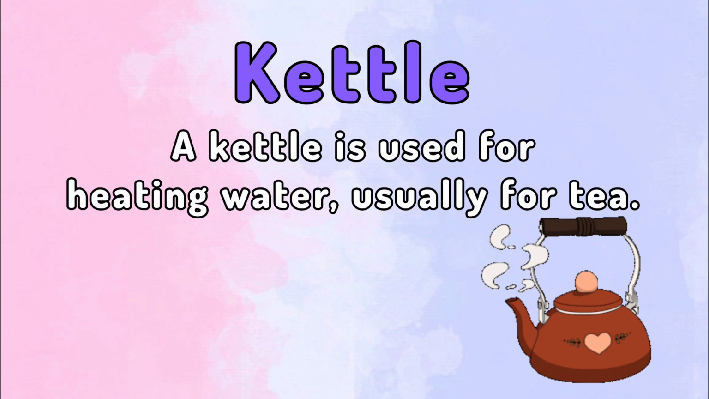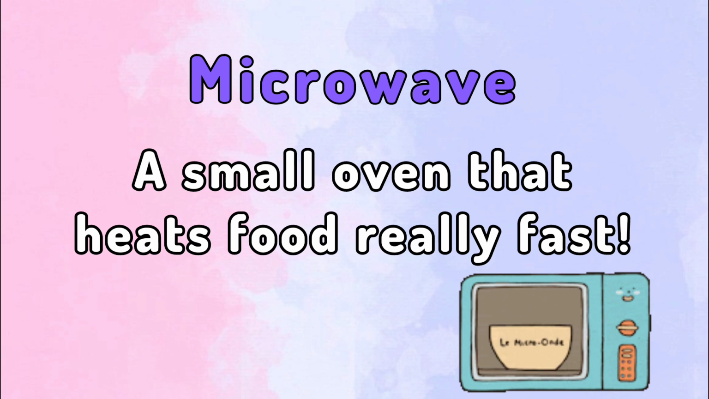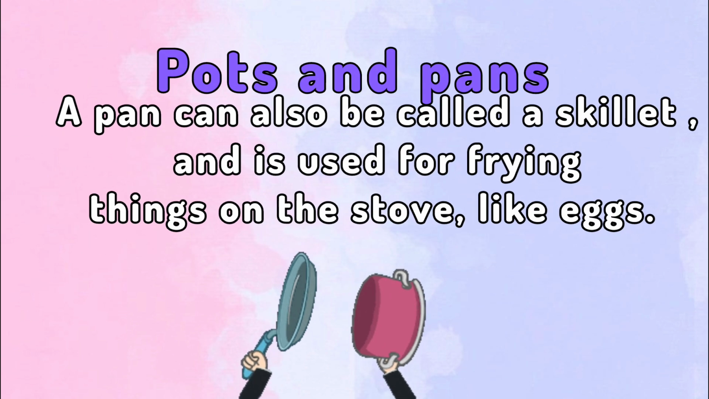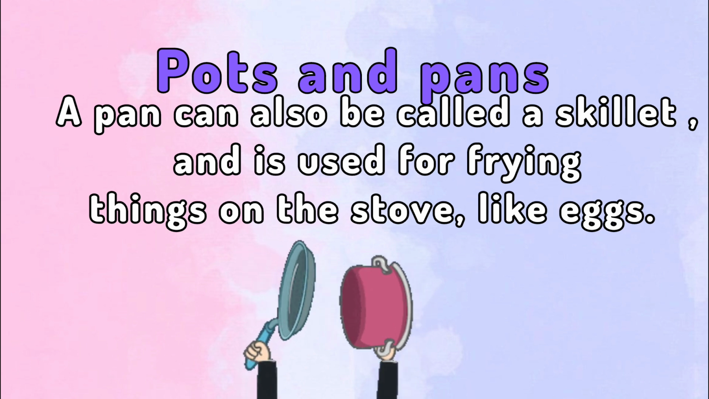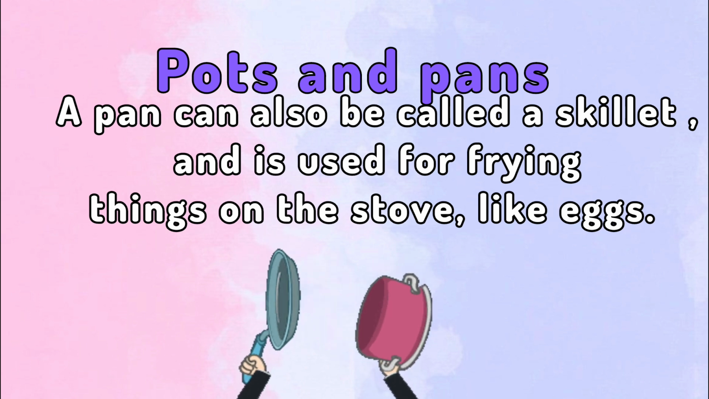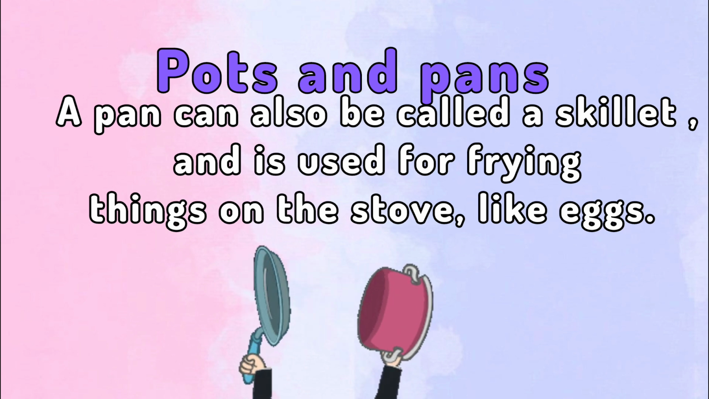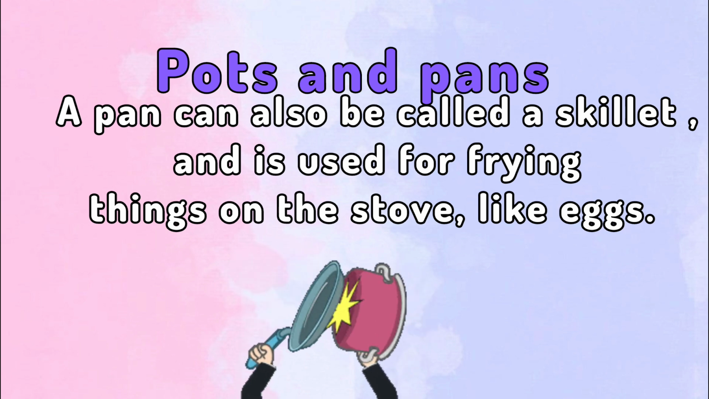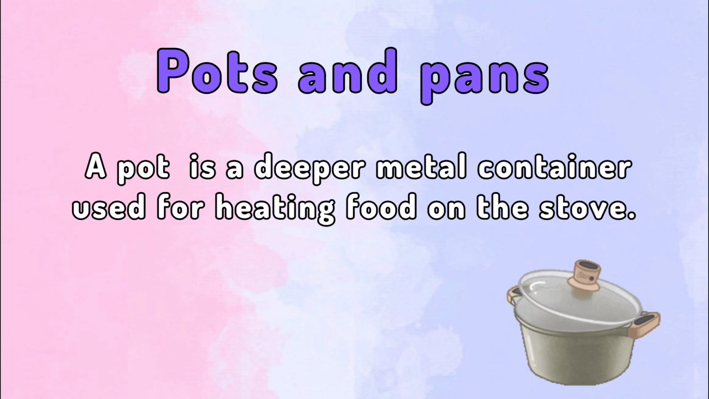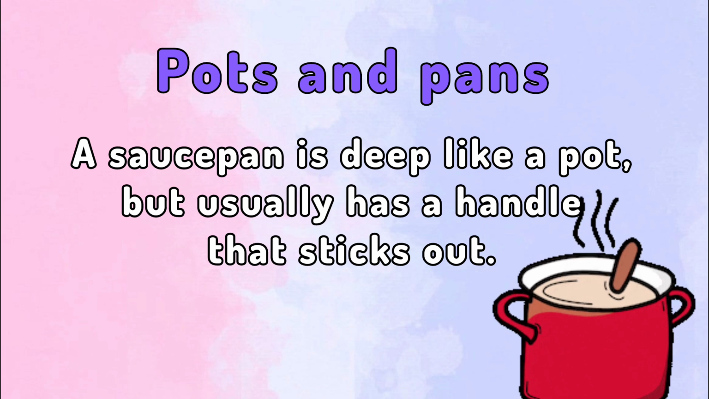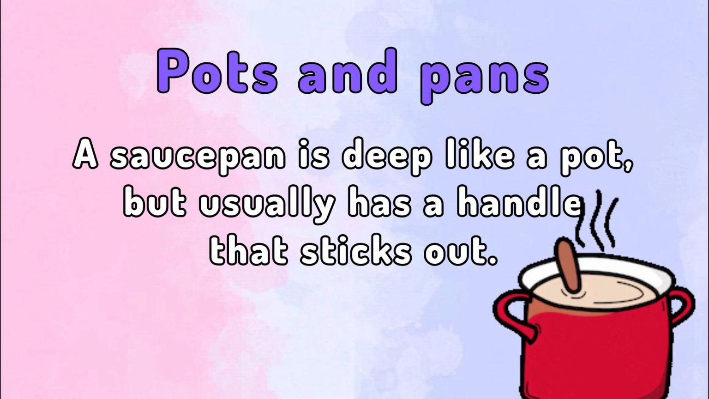Kettle. A kettle is used for heating water, usually for tea. Microwave. A small oven that heats food really fast. Pots and pans. A pan can also be called a skillet and is used for frying things on the stove, like eggs. A pot is a deeper metal container used for heating food on the stove. A saucepan is deep like a pot, but usually has a handle that sticks out.